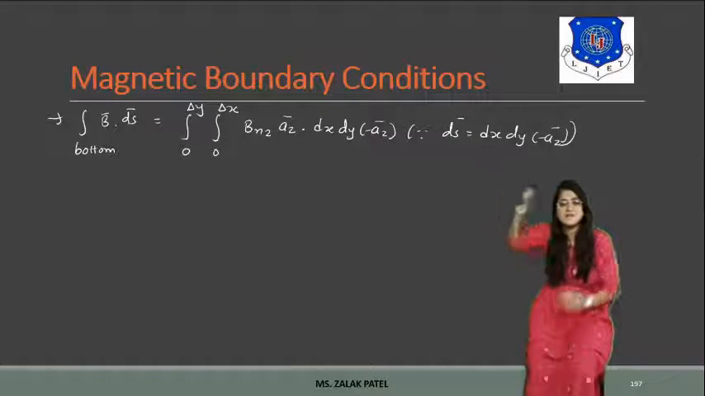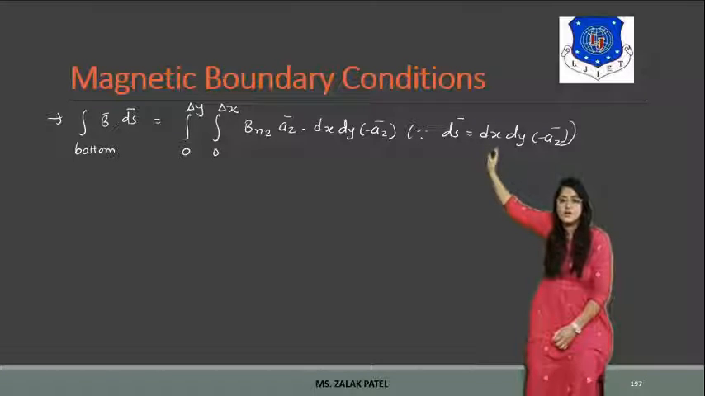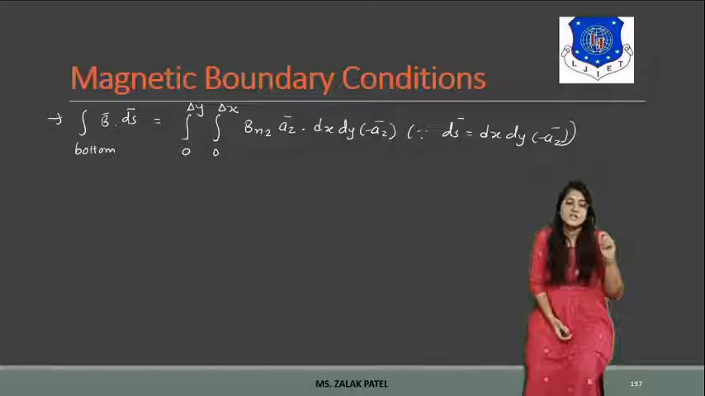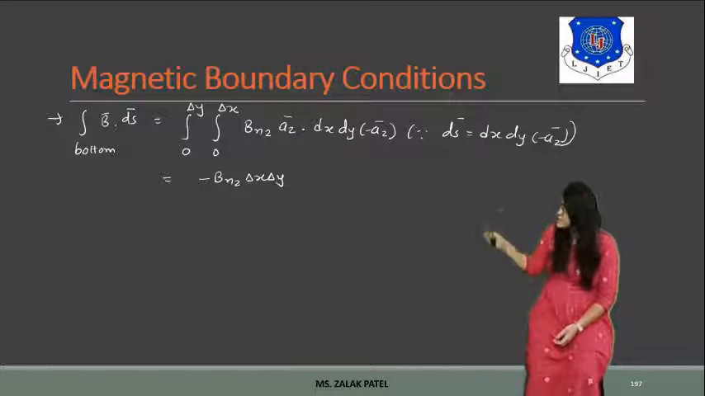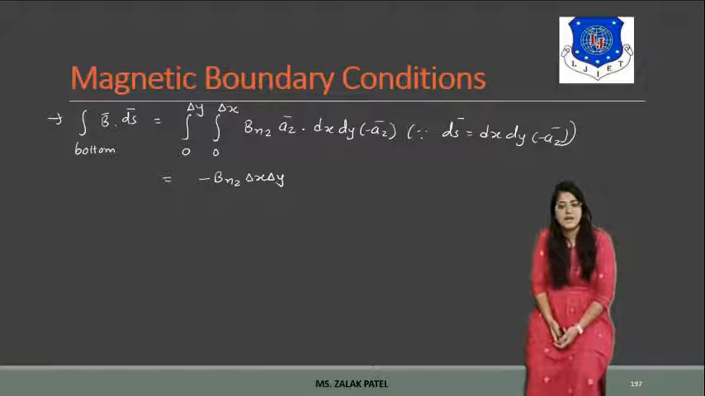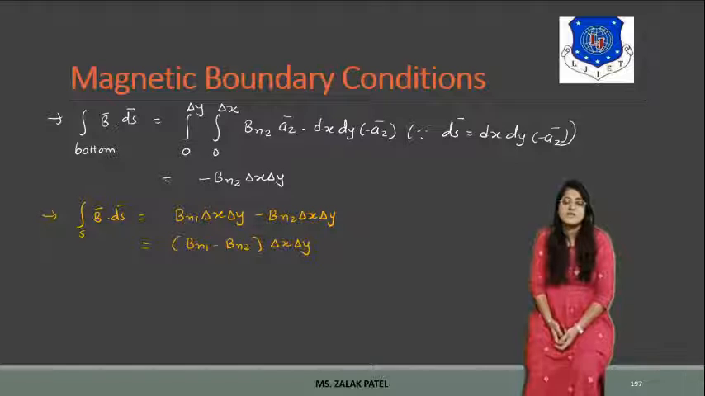And for the bottom side, the same case will be considered, but obviously the direction for the bottom side is negative z, and if the direction is negative z, you have to put minus az over here. So az dot minus az will become minus 1. Okay. So this is minus Bn2 delta x delta y. This is the final equation for B·dS: Bn1 delta x delta y minus Bn2 delta x delta y. So (Bn1 minus Bn2) delta x delta y is the equation for the surface integration B·dS.